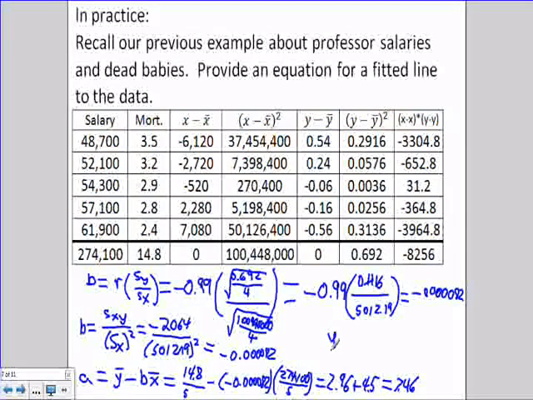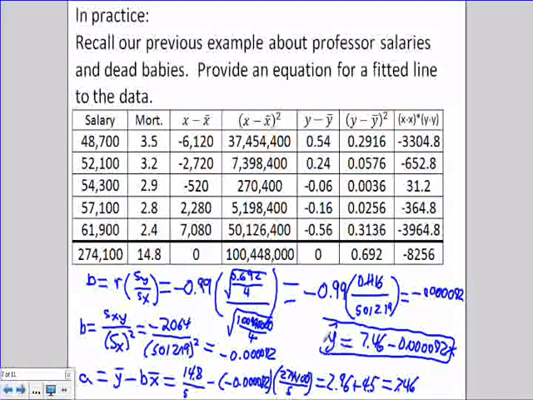So our a value is 7.46. Our overall equation is y hat, which is generally how we depict the estimate, equals 7.46 minus 0.00082x.